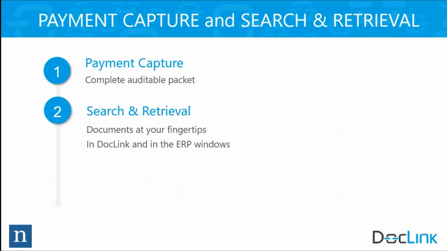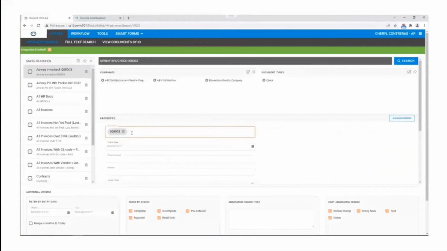All right, the final step is payment capture, right? Giving you this nice, tight, auditable document packet and delivering to you documents at your fingertips. So to showcase what this can look like for you, here's the DocLink search window. This allows you to really search for documents by document type. You can restrict the search by document property, which is basically your transactional information.